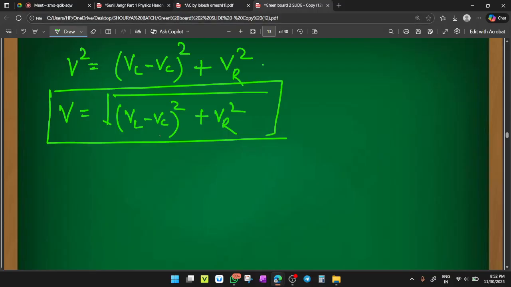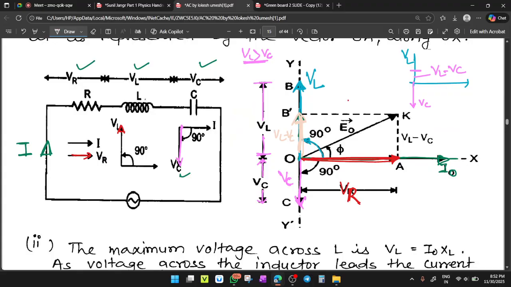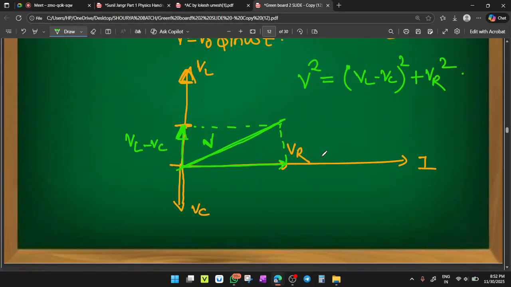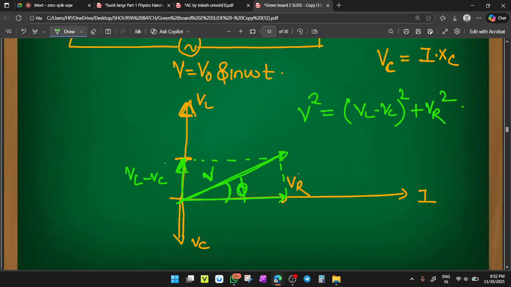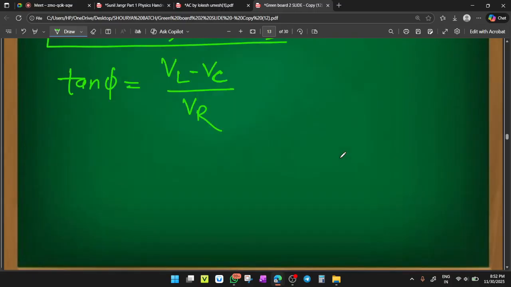Clear? Now, finding the angle of phase. You see the resultant voltage has a phase angle of phi with the direction of current. So this is your resultant voltage and this is your current. So tan phi is equal to perpendicular upon base. Perpendicular becomes VL minus VC and base becomes VR. Check from the diagram. The perpendicular becomes VL minus VC, and this base becomes VR. So tan phi equals (VL minus VC) upon VR. Clear?